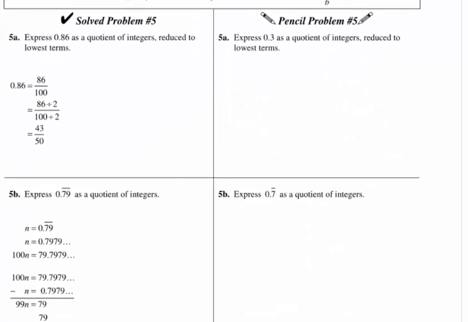Let's express 0.3, so 3/10 as a quotient of integers reduced to lowest terms. So 0.3 is the same thing as 3/10. So if I write that in fraction form, 3/10 can't be reduced, so we're done. If you actually look at the problem in front of it, 86 hundredths, I'd write as 86 over 100 and then reduce it that way. This one didn't need reducing though.